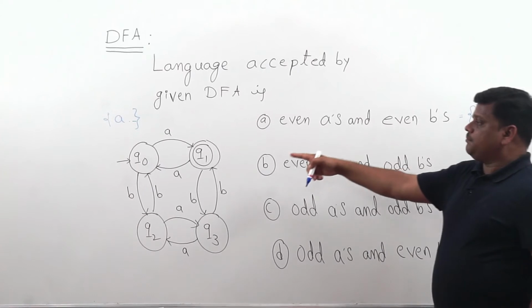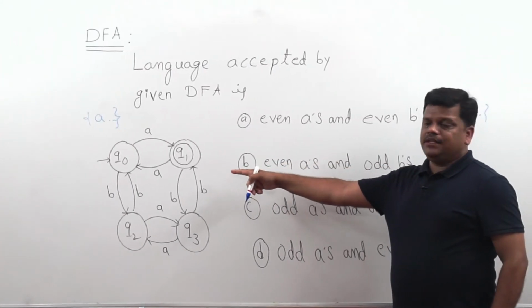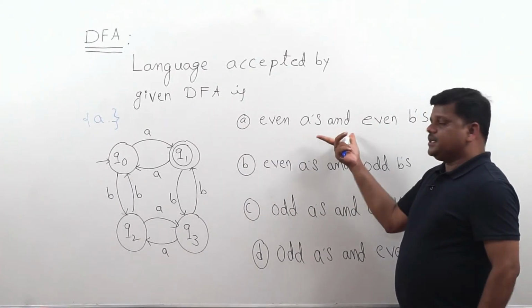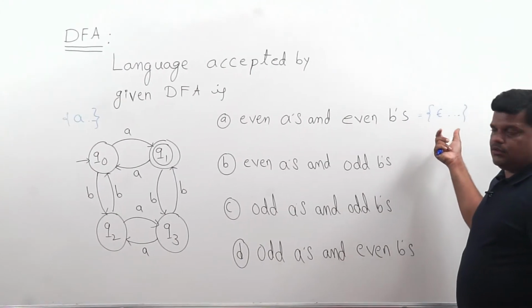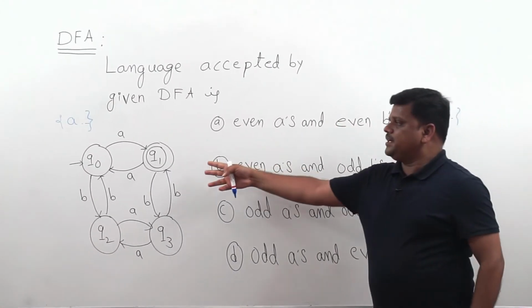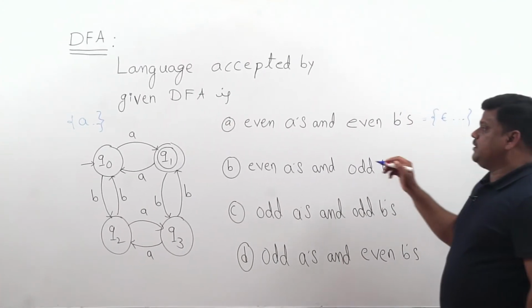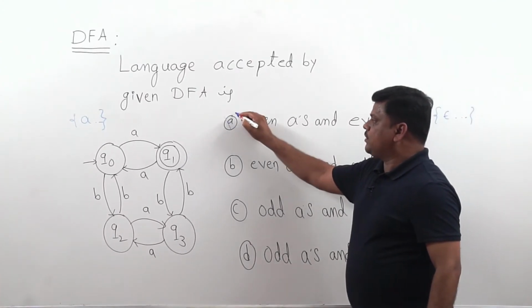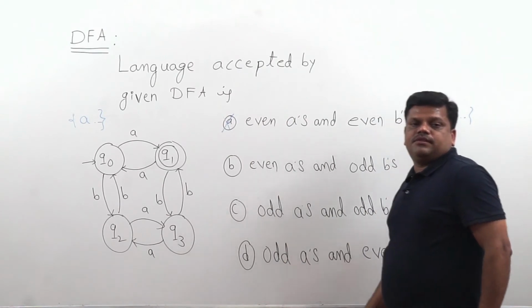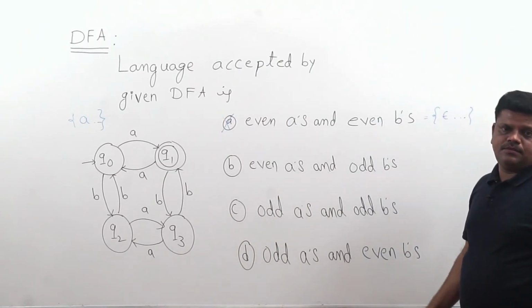But the language accepted by this DFA, in that minimum string is A. In option A language, minimum string is epsilon. Both are different. Minimum string accepted here is A. Minimum string here is epsilon. Both are different. That's why option A is not the language accepted by this DFA. This is the way we can eliminate options.